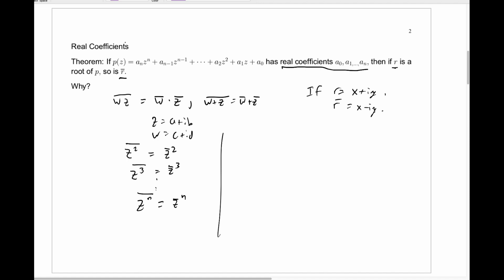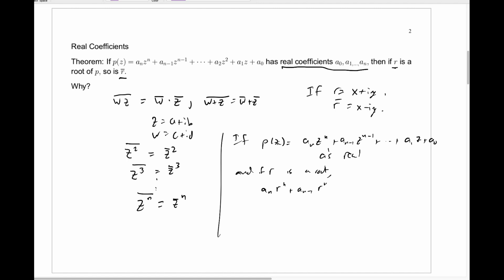If we have a polynomial of this form, p of z is a sub n z to the n plus a sub n minus 1 z to the n minus 1, all the way down to a1 z plus a naught, with the a's real, and if r is a root, well, that tells me that a sub n r to the n plus a sub n minus 1 r to the n minus 1, all the way up to a1 r plus a naught equals 0.